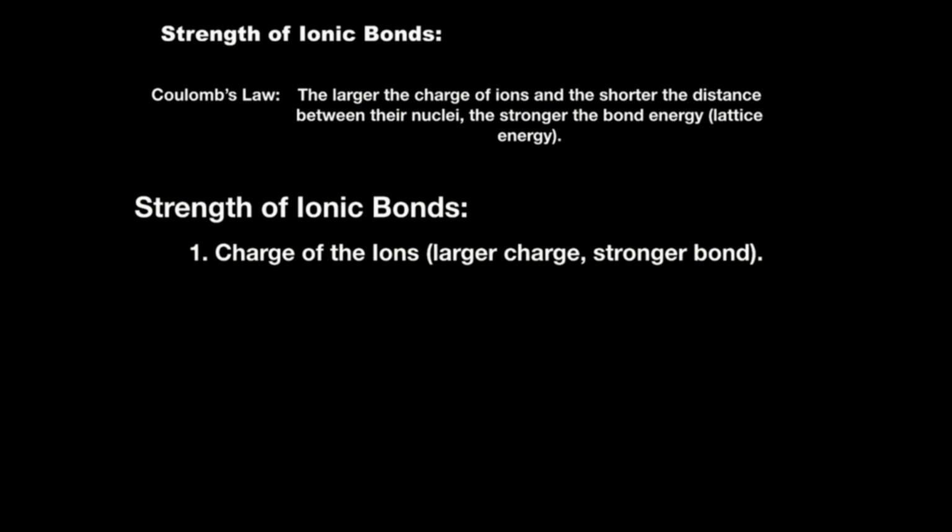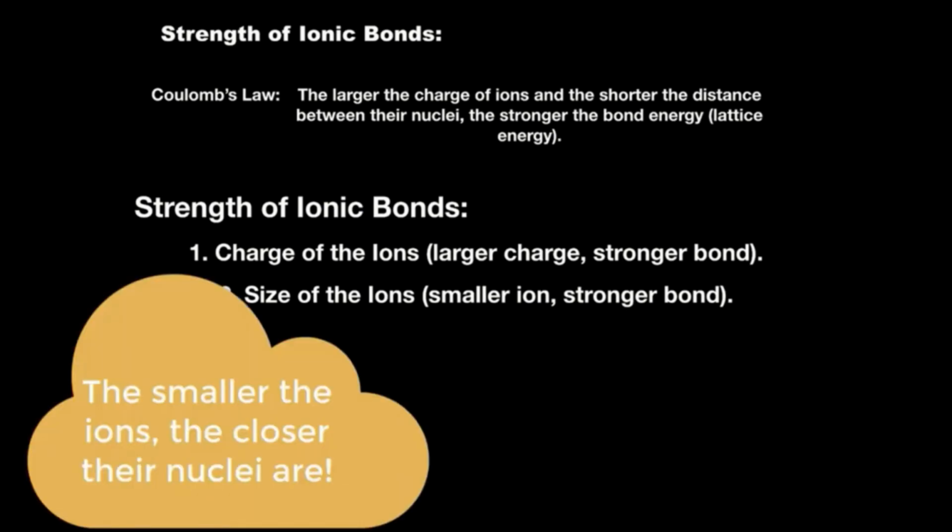The other factor that affects the strength of ionic bonds is the size of the ion. Okay, so for example, if I were to compare the strength of sodium chloride and lithium fluoride, if you notice, lithium and fluorine ions are smaller than sodium and chlorine, which tells you that lithium fluoride is going to have a stronger ionic bond. It's going to have a higher lattice energy because they are smaller ions.